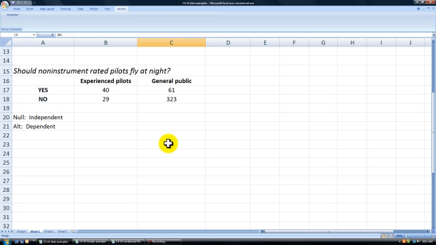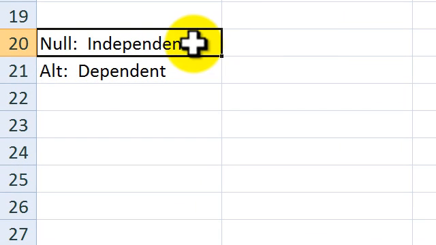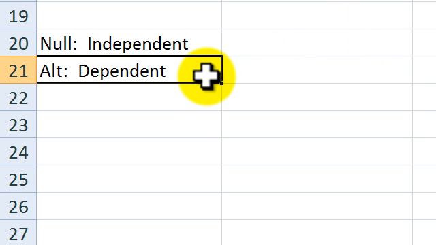Okay, so they asked some experienced pilots and the general public and got 40 experienced pilots that said yes, non-instrument rated pilots should be able to fly at night, and 29 that said no. The general public, the majority said no, they shouldn't be able to fly at night, and 61 said they should. Okay. Again, our null hypothesis is that the two are independent. Basically, we're saying until we can prove otherwise, we have to assume there's no relationship. Our claim is that maybe there is some relationship.